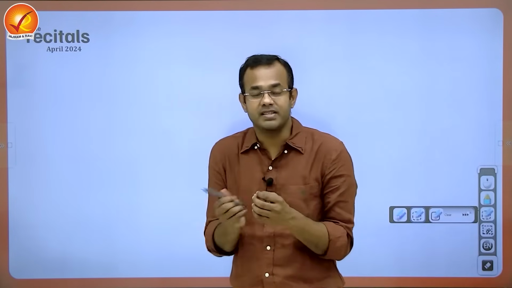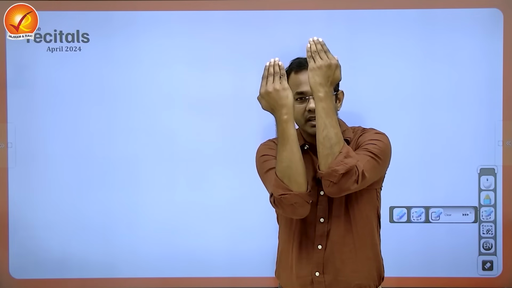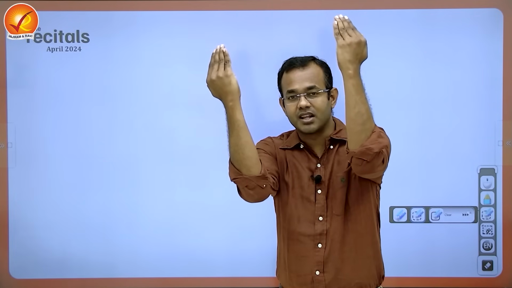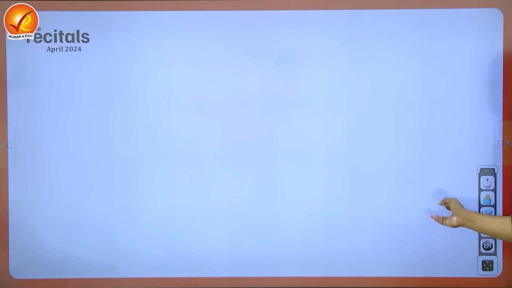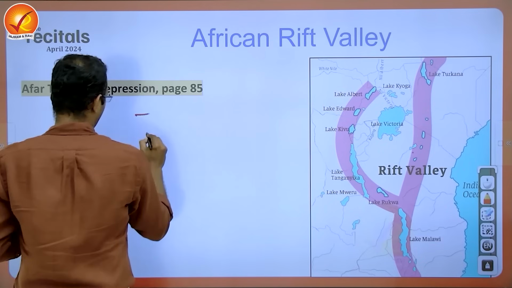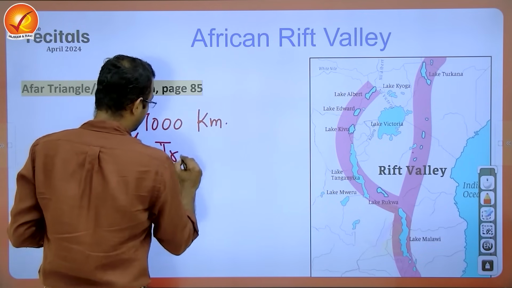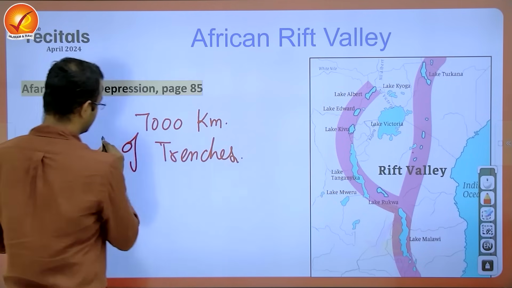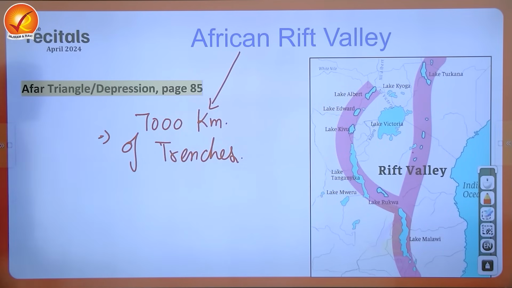Within this, what we see in the African case is the divergent plate boundaries. The plates move away from each other. The African plate, the Nubian plate, is moving toward one side, and the East African plate is moving toward the other side, where a long rift has been created, a valley has also been created, what we call the African Rift Valley. African rift valleys are continuous trenches for close to 7,000 kilometers.